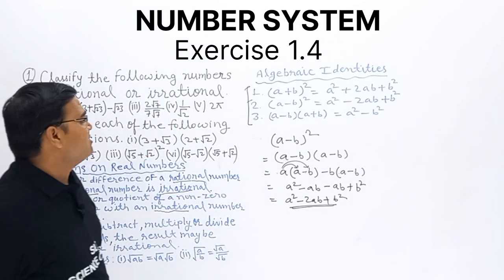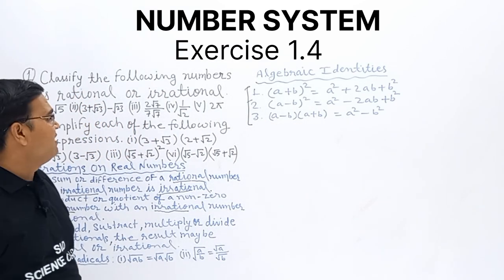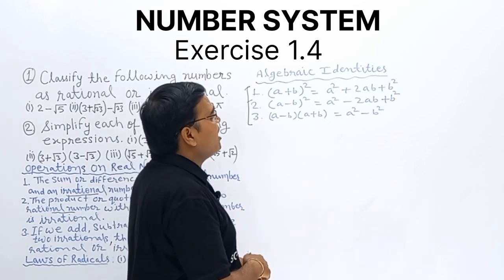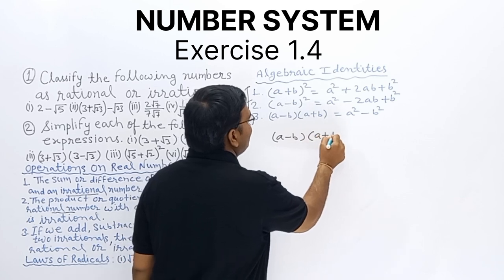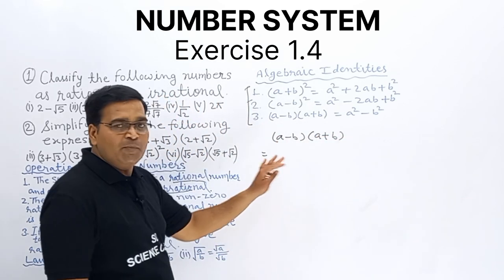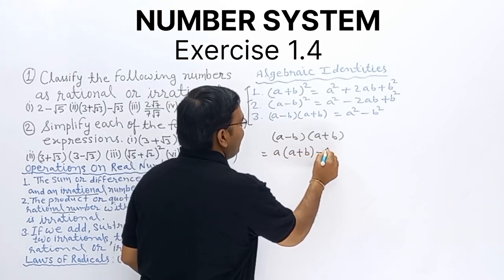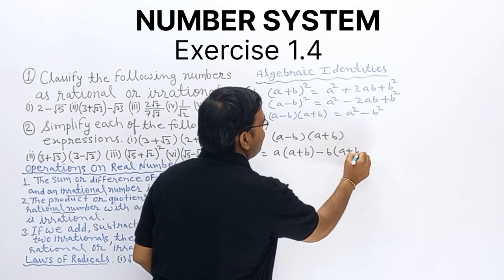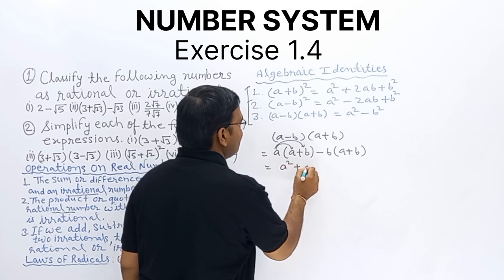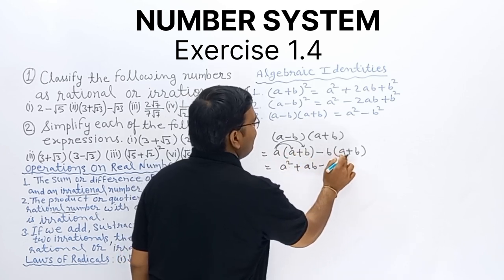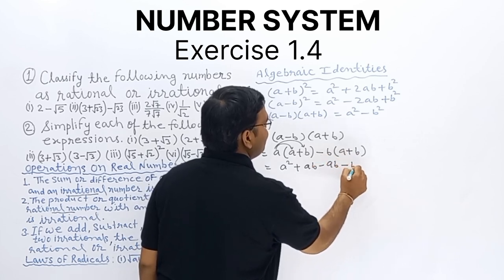Now the third one. These identities are used in question number 2 to simplify. So first we should know these identities, how they are coming. Now (a minus b) into (a plus b): one is the negative bracket, one is the positive bracket. What will be the result? So I am going to solve it by the same process. a will be multiplied by this bracket, a into (a plus b). Minus b will be multiplied by this bracket, (a plus b). Apply the distributive law. a multiplied by this one, a square plus a into b, ab, minus b into a, ab, and minus into plus, minus b square.